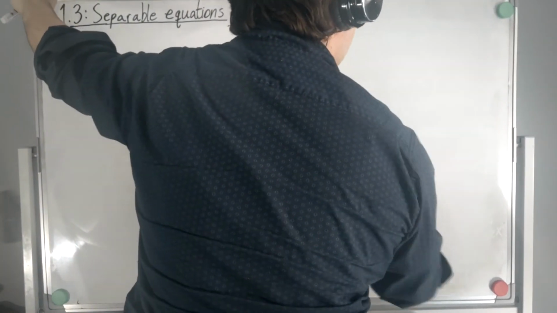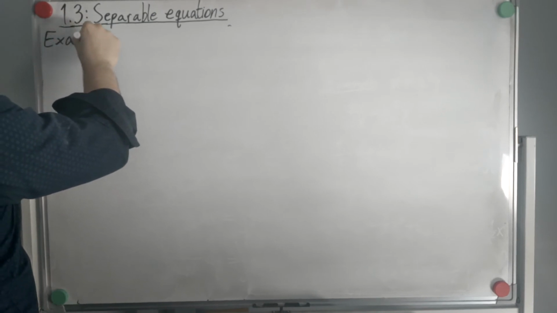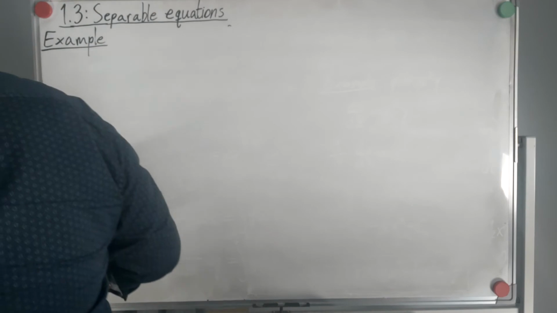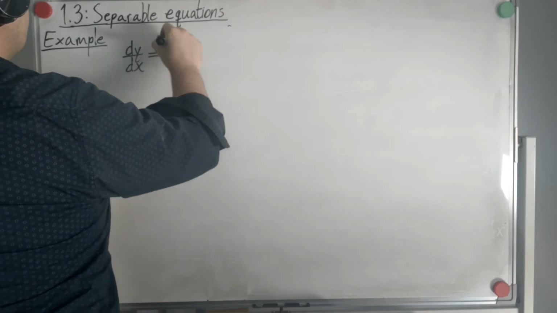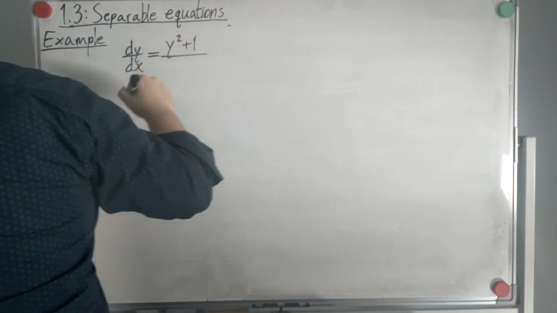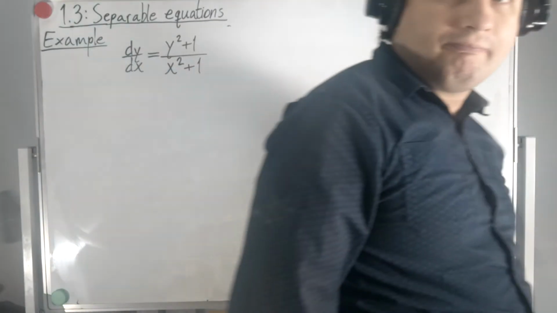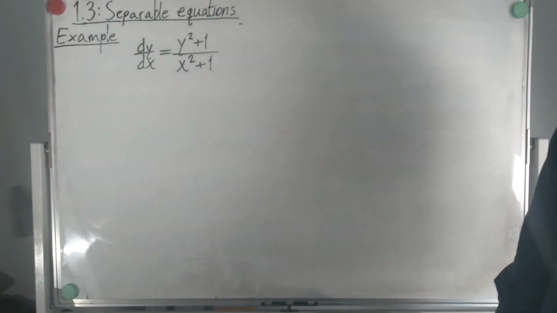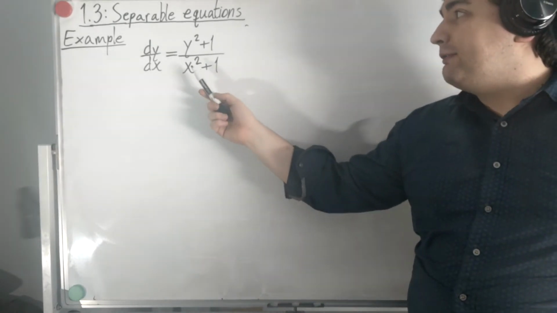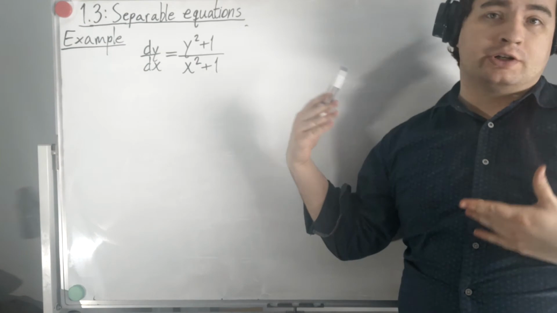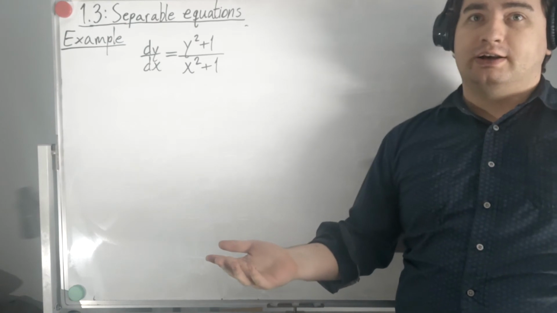Another separable ODE. Suppose you have dy/dx equals y squared plus 1 divided by x squared plus 1. This is separable because it's a function of x, specifically 1 over x squared plus 1, times a function of y, specifically y squared plus 1. So we can do separation of variables on it.